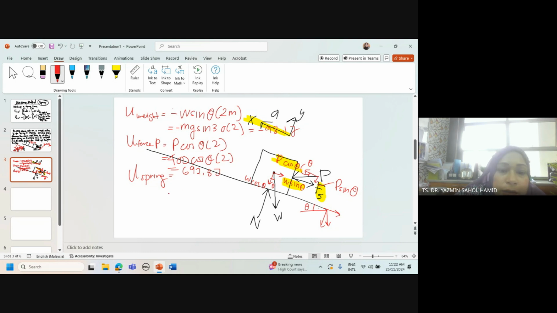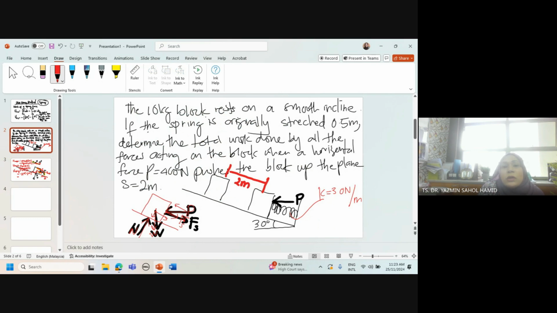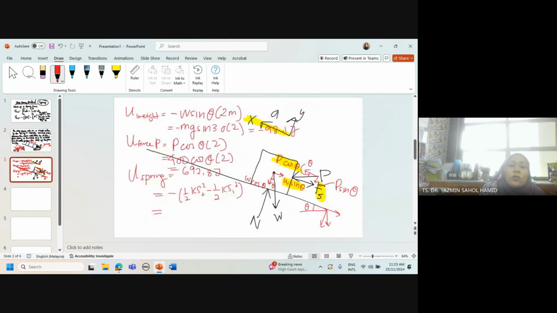Okay, now for the work done due to the spring, the formula I've already mentioned to you is negative, okay, let me put it here. Negative 1 over 2 k s2 squared minus 1 over 2 k s1 squared. Now what is k? k is the stiffness of the spring. What is s? s is the displacement. But here you need to find the final displacement and the earlier displacement. If you look back at the question, it says the spring is originally already stretched at 0.5.